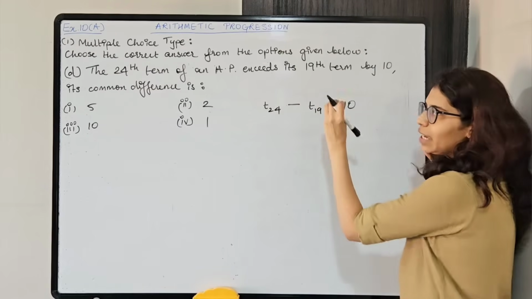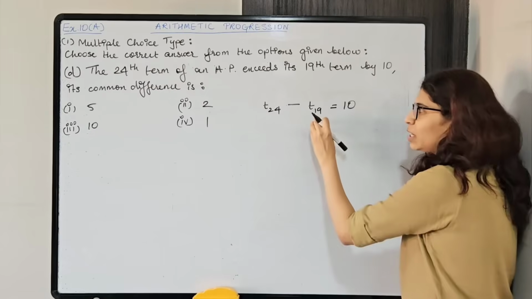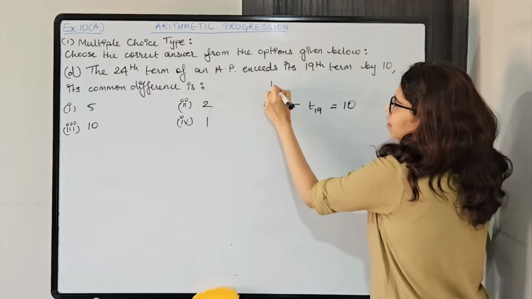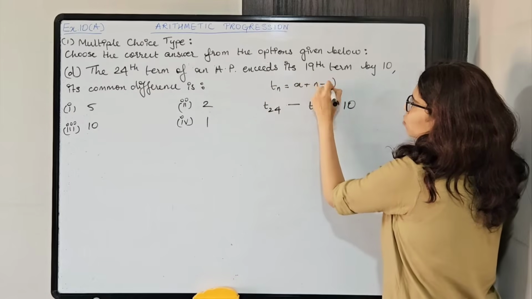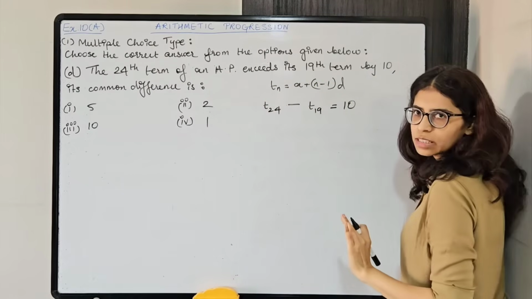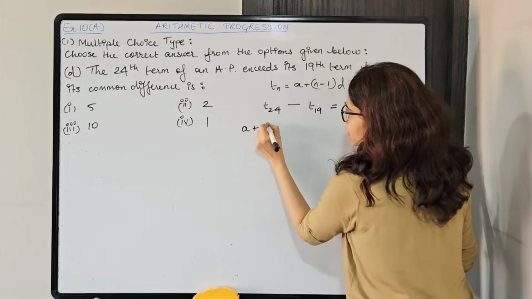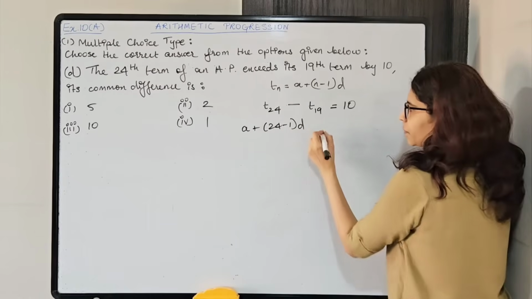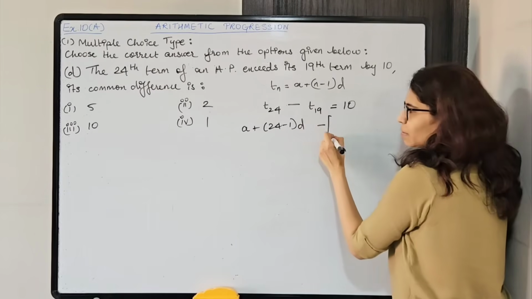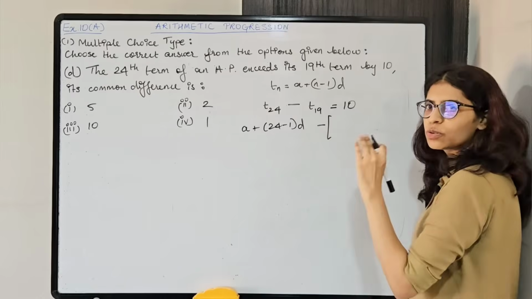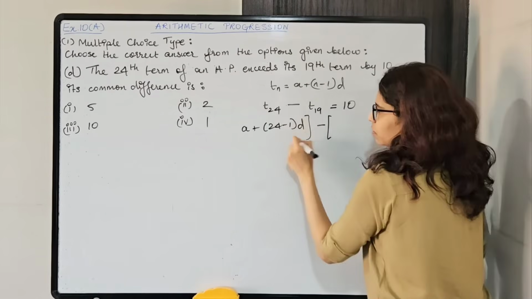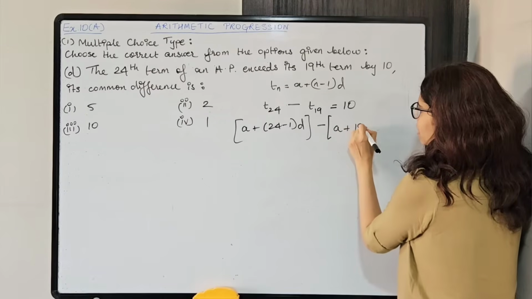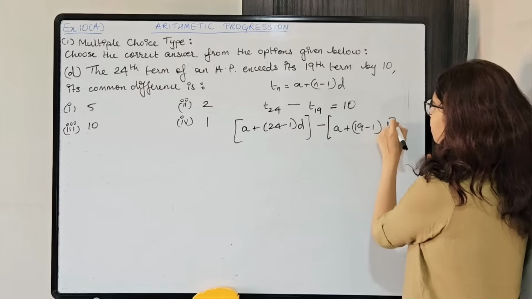Now A and D are not given here. This is the only information we have. What is the formula for Tn? Tn is A plus n minus 1 into D. So we put this here. It will be A plus 24 minus 1 into D. n I know. Minus, put the second term in brackets, because there is a minus sign, so signs will change. So put brackets. It will be A plus 19 minus 1 into D is equal to 10.